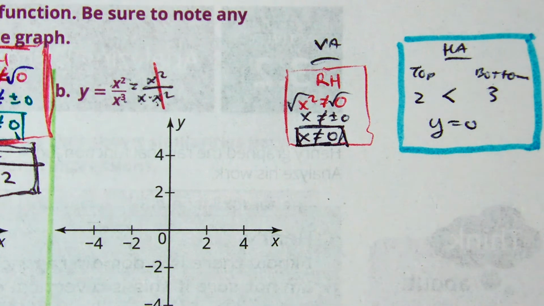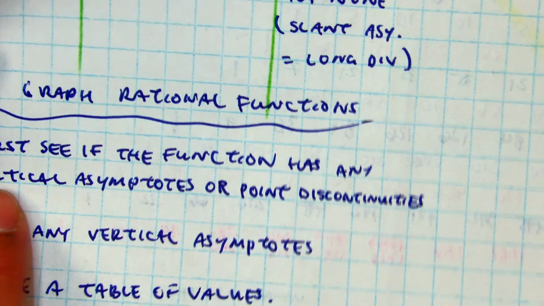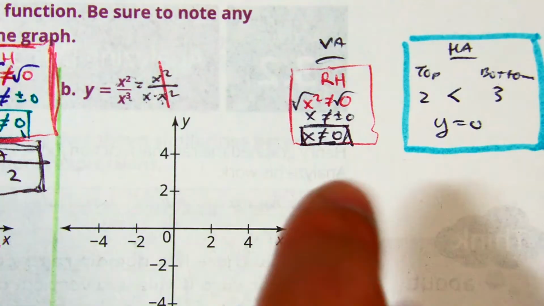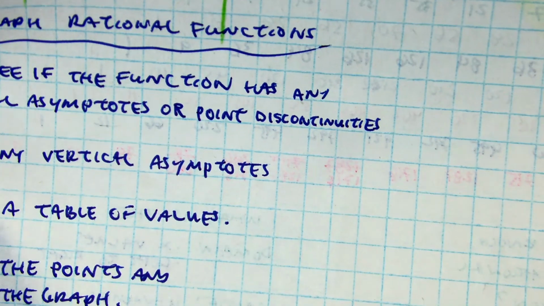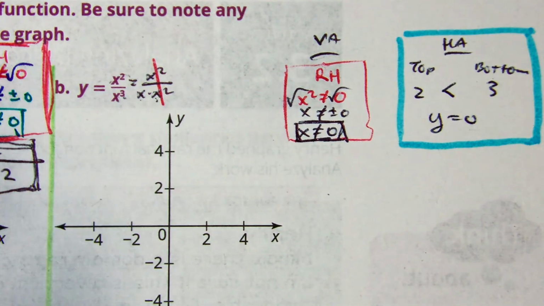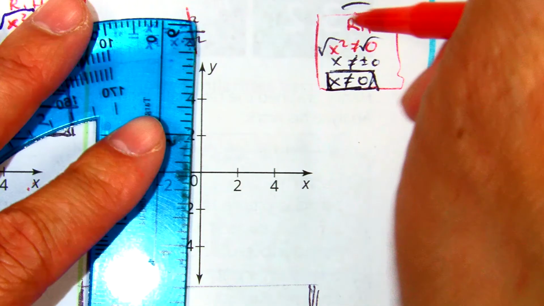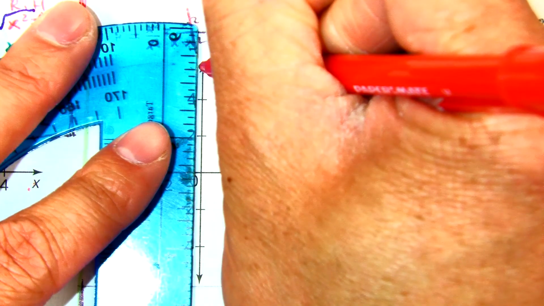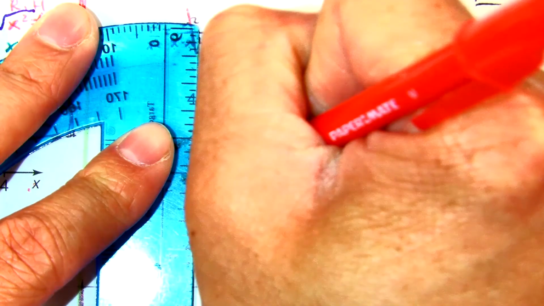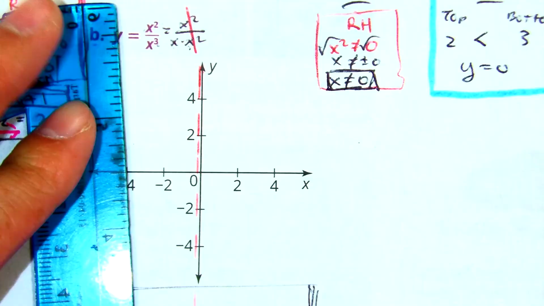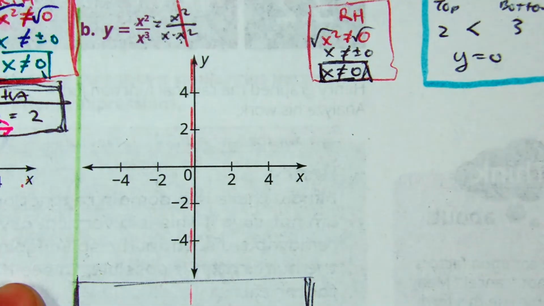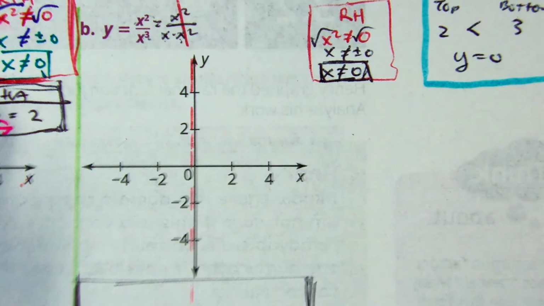Okay. Let's review what we've done so far. We wanted to see if there's any vertical asymptotes or points of discontinuities. We have a removable hole. We also did the horizontal asymptote. Let's go ahead and draw those on our picture, using a ruler or some kind of straight edge. Here, my removable hole is somewhere here, and then I have the horizontal asymptote here.